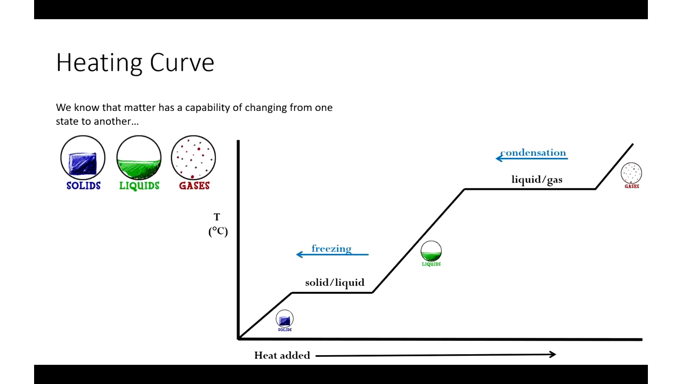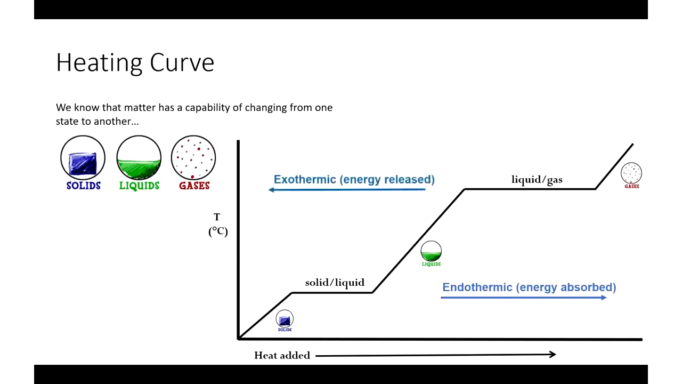Now we can talk about these phase changes as absorbing heat or energy, or releasing heat or energy. As heat is being added, the substance is absorbing the heat, it's absorbing the energy, and so the 2 phase changes that we talked about, melting and vaporization, these are endothermic, okay? Endothermic means energy absorbed. The opposite, when a substance is freezing or going through condensation, that is exothermic, so energy is being released.